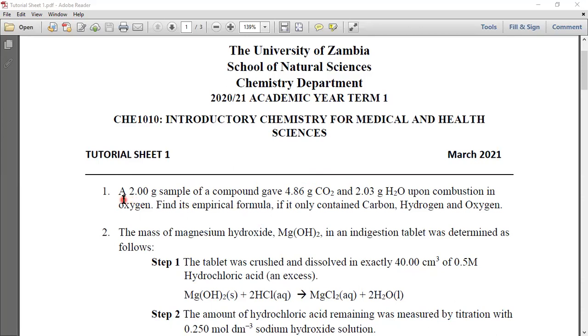Let's read it together. A 2-gram sample of a compound gave 4.86 grams of carbon dioxide and 2.103 grams of water upon combustion in oxygen. Find its empirical formula if it only contained carbon, hydrogen, and oxygen.